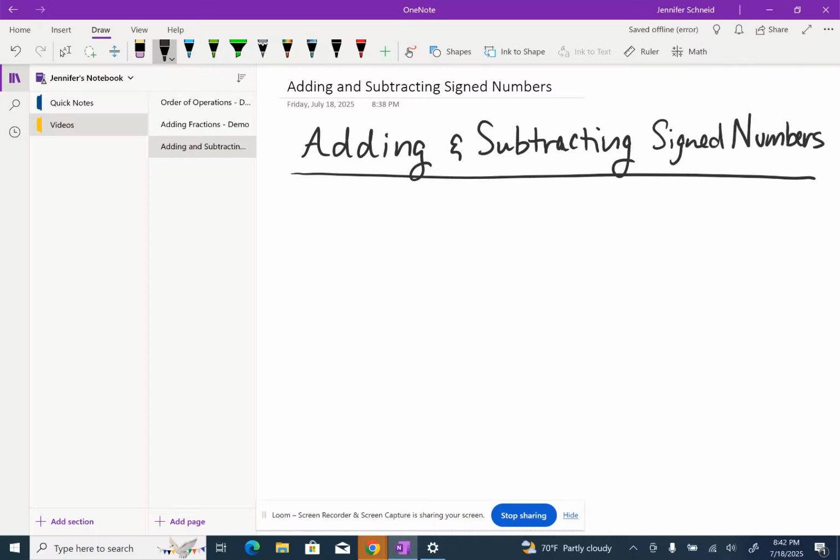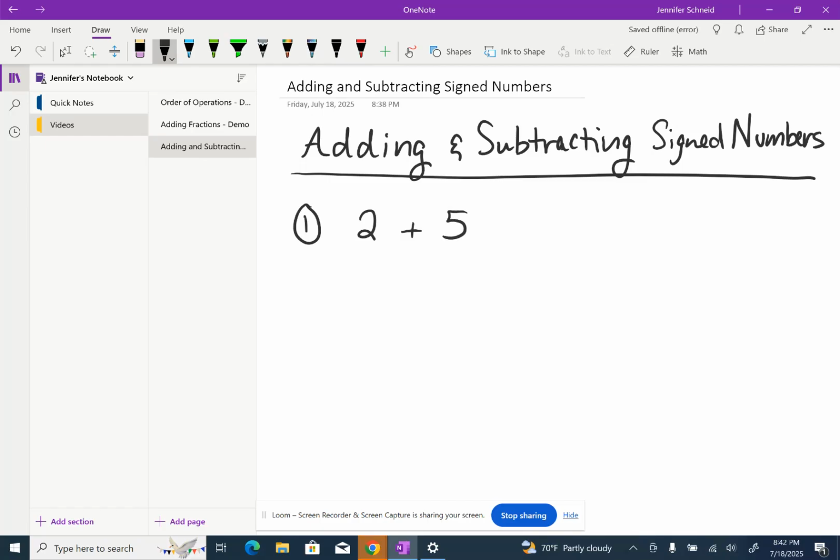Today we're going to talk about how to add and subtract signed numbers. That's positive numbers and negative numbers. Well, if you have two positive numbers, pretty easy, 2 plus 5. And so we know the answer is 7.